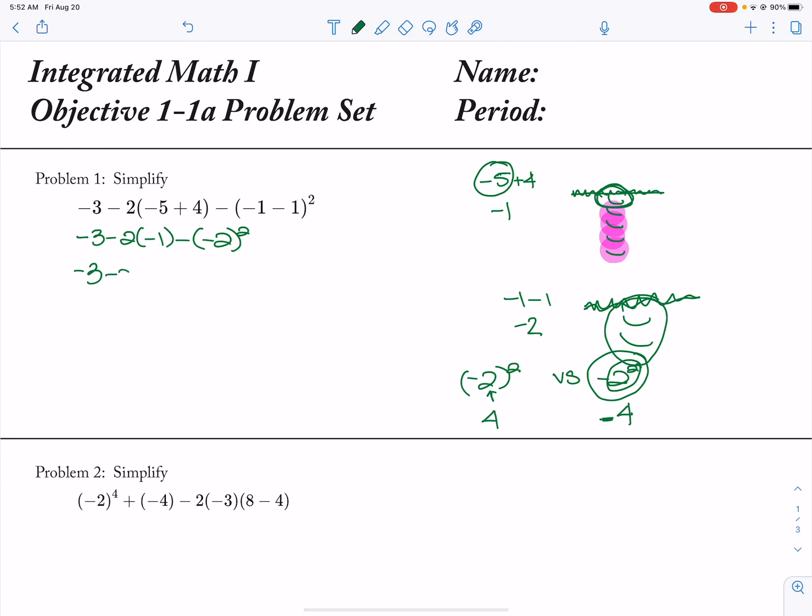So here, I'm going to go ahead and do my parentheses, so I get a positive 4. And then -3 plus 2 minus 4 gives me a -1 minus 4, which is a -5.